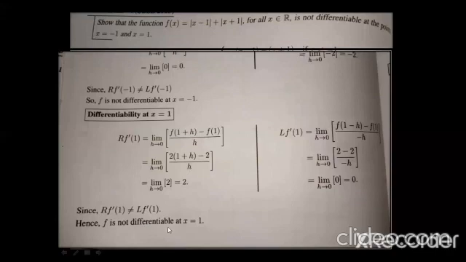The function is neither differentiable at x equal to minus 1, nor differentiable at x equal to 1. That's it for today. Solve as many questions as you can to brush up the concept you have learned. Thank you.